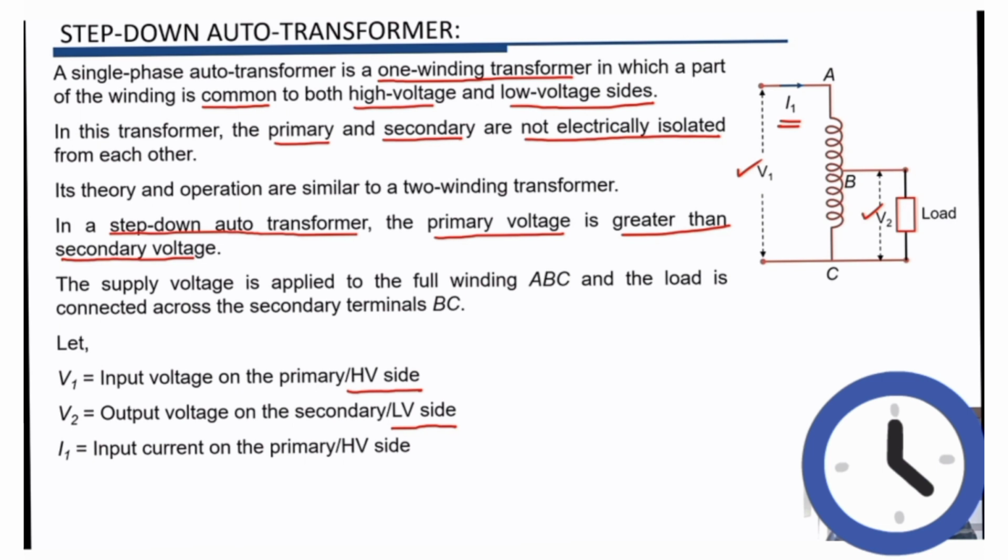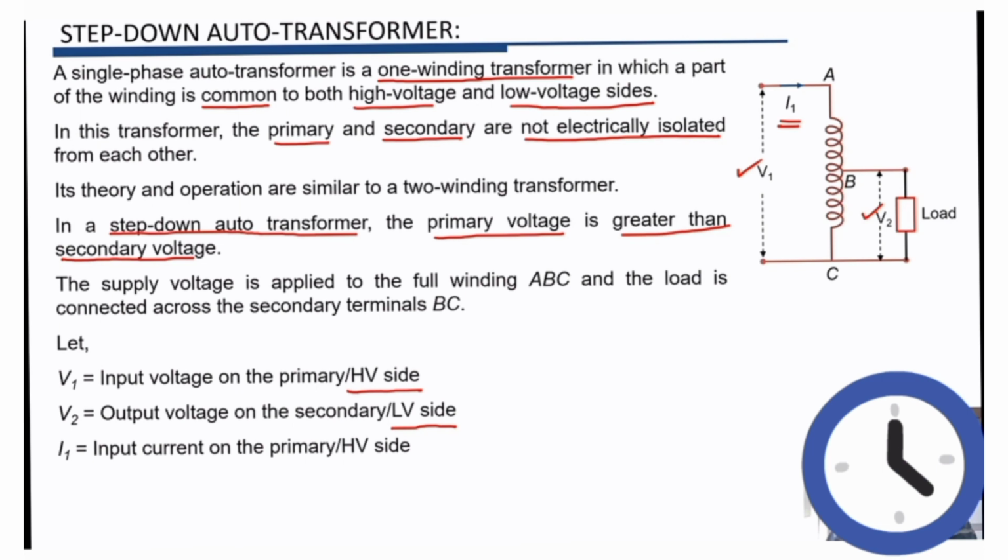Here you are seeing the step down auto transformer in this picture. The role of the step down transformer is to step down the power from a greater voltage to a lower voltage. Let us assume the applied voltage on the high voltage side is V1, the output voltage we get at the load on the lower voltage side is V2, and the input current on the high voltage side is I1.